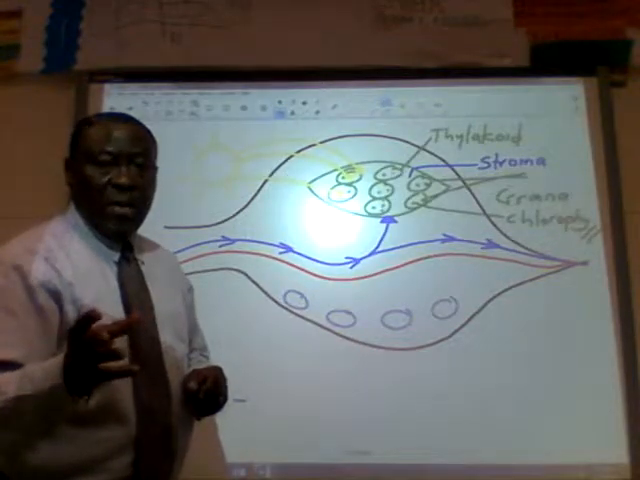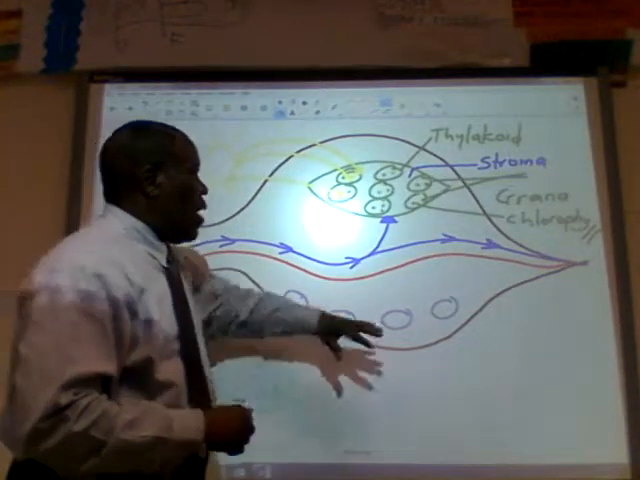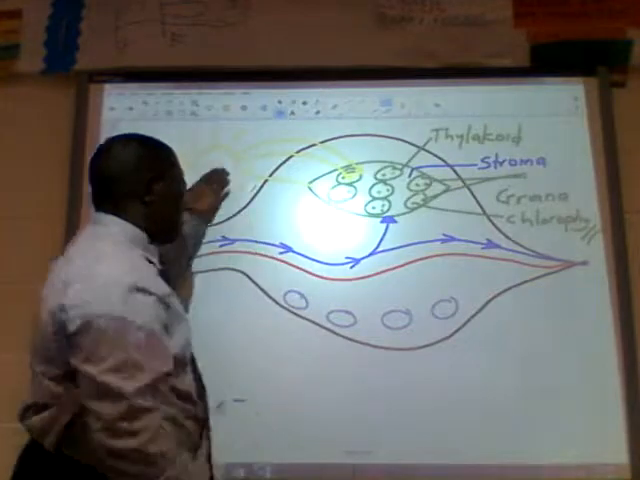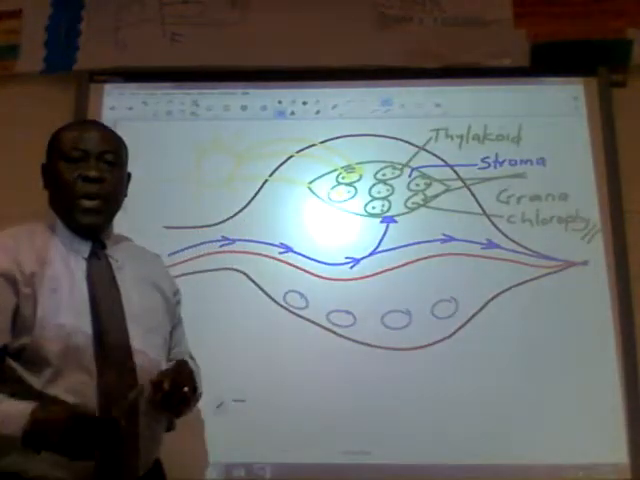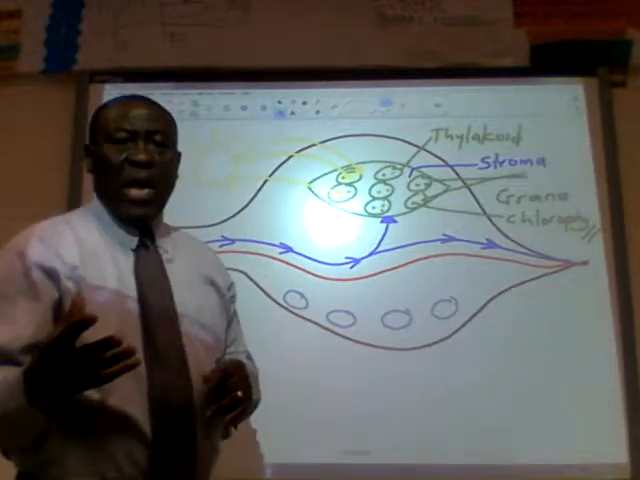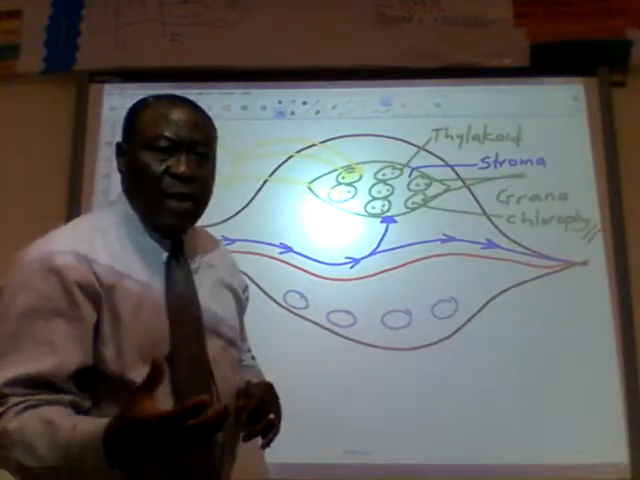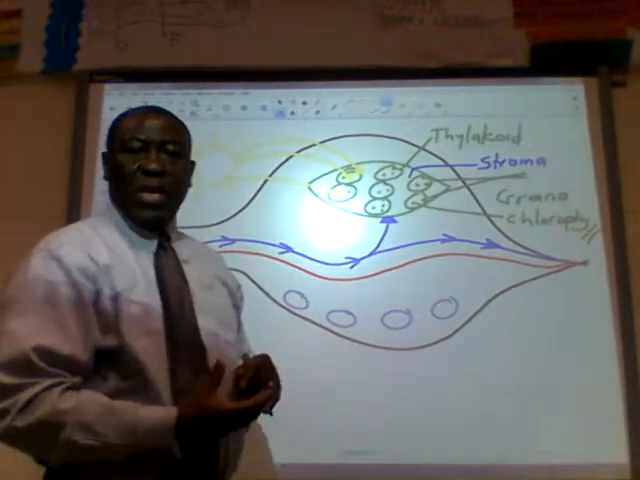If you say carbon dioxide, you're right. But carbon dioxide comes from the environment. Just like the sun is from the environment, you have carbon dioxide all over the leaf. The carbon dioxide has to find a way to go through the leaf and make its way to the chloroplast.